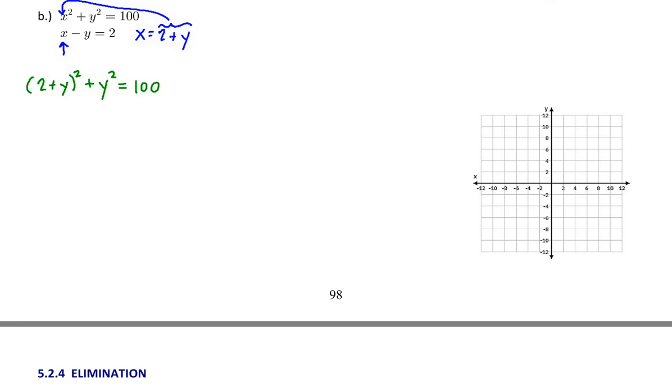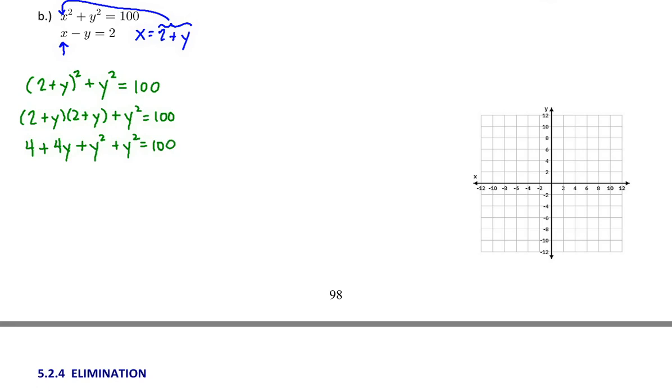So we'll start by multiplying out this first set of parentheses. Be sure that you don't distribute that exponent. So to avoid that mistake, I'm just going to write that binomial twice, and then we can FOIL it out. So the first two terms have a product of 4. The outside and inside terms combine to give us 4y, and the last gives us y squared.